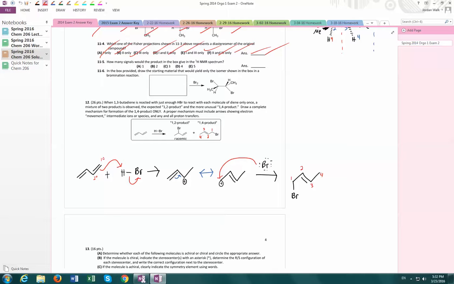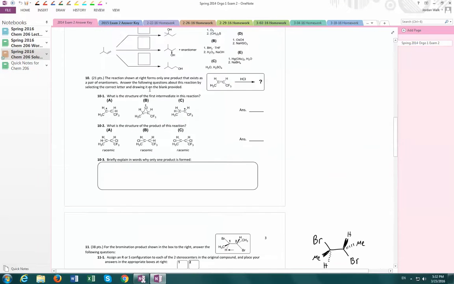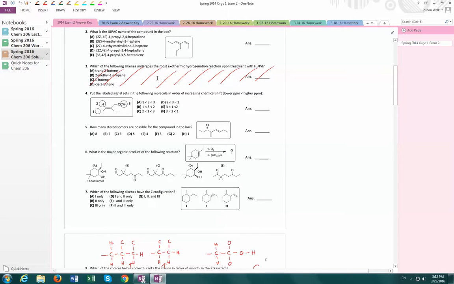Could we do the 2014 number 4? Put the labeled signal sets in the following. So that's an NMR question. So we're not going to get to that before this exam. That'll be exam 3. Anytime you see chemical shift or NMR or ppm, that's all NMR stuff.